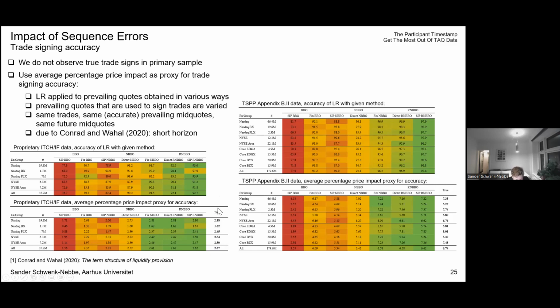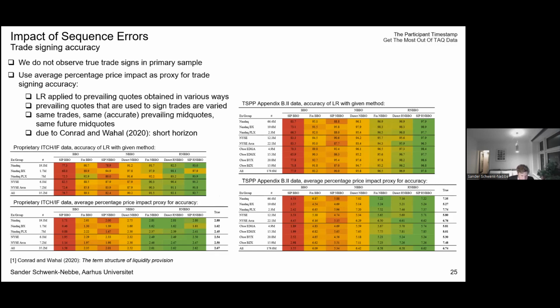So I'm using those here. And as you can see, if we use the true trade signs, then we do get the highest price impact in all cases. So I'm marking those values in bold, but in all cases, if you use the true trade signs, you get the highest average percentage price impact. And that is also what you would hope to get for this method to work.